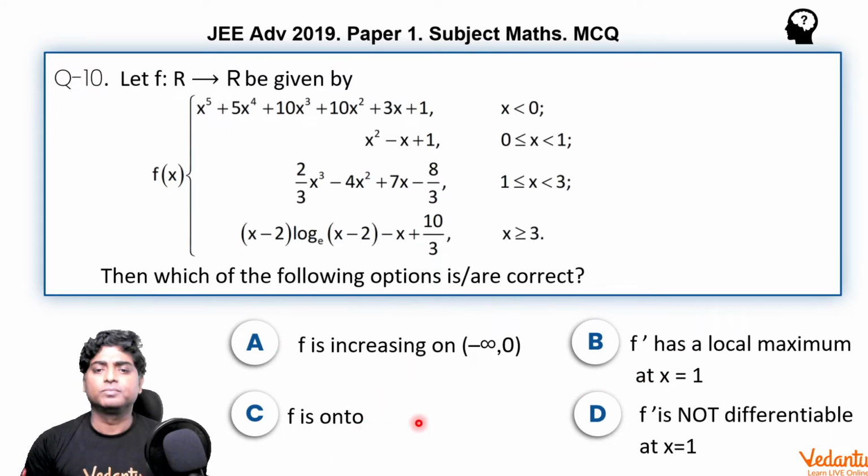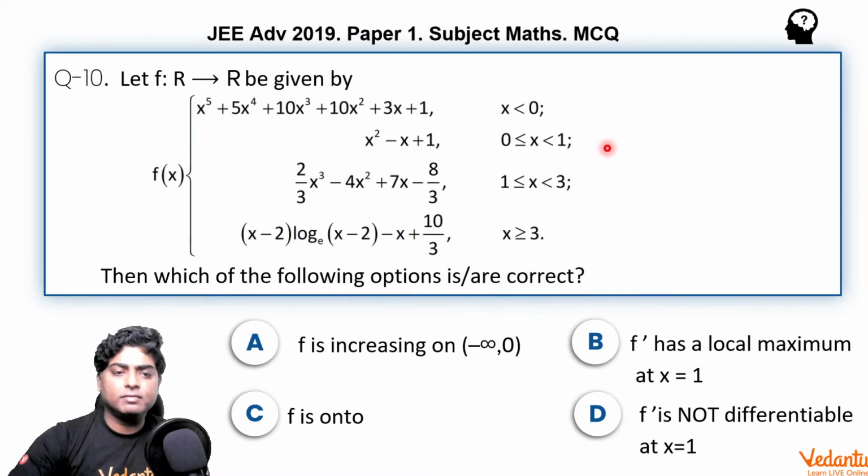Then on to option C, f is onto. So whether the range is R or not, because the codomain given is R. So we need to check that. Option D, f dash is not differentiable at x equal to 1. Okay, so this will also be verified using the second derivative values. Let's see how we can solve this question.